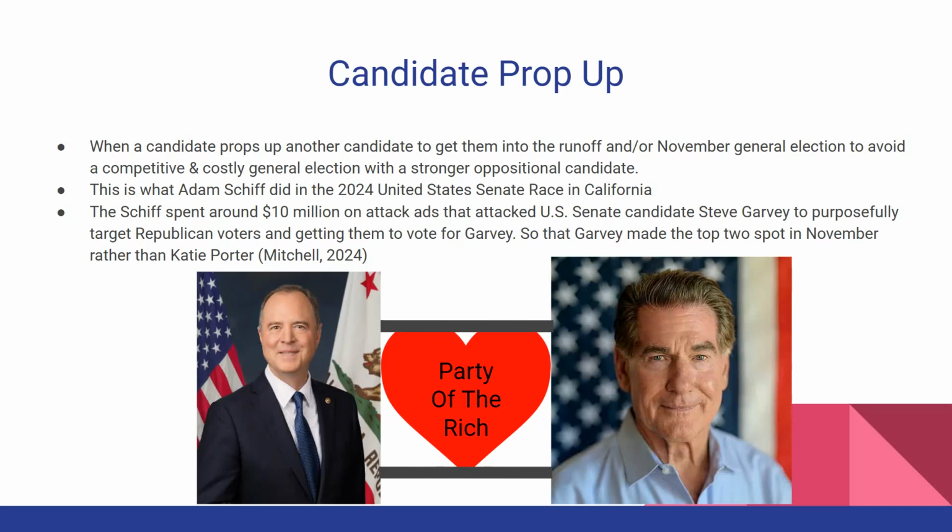So the Schiff campaign spent around $10 million on attack ads that attacked U.S. Senate candidate Steve Garvey to purposefully target Republican voters and get them to vote for Garvey, so that Garvey was the one that made the top two spot in November rather than Katie Porter. This is what really prevented Californians from having a competitive November general election.